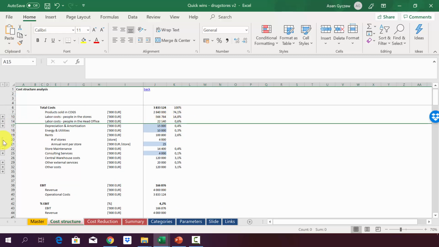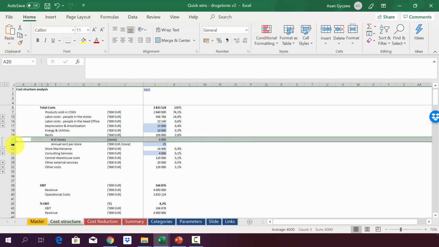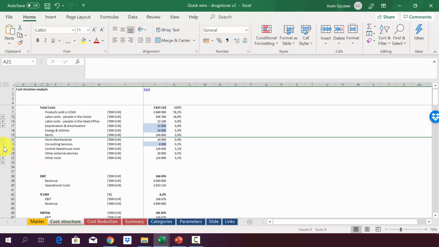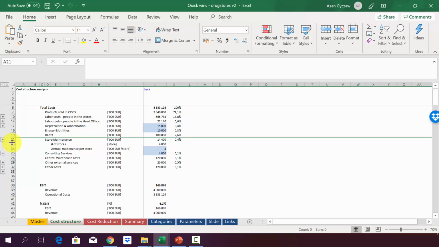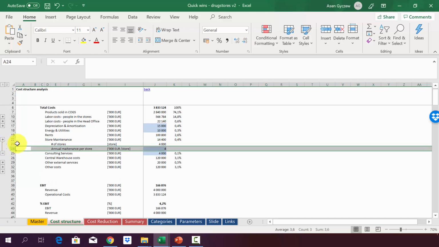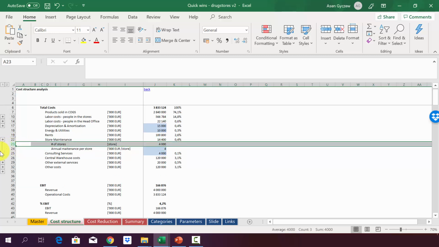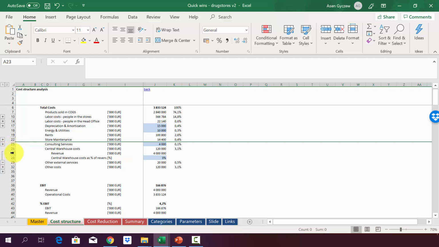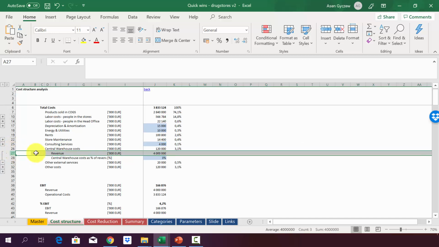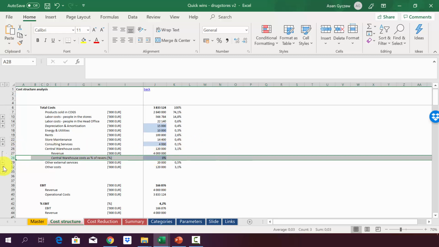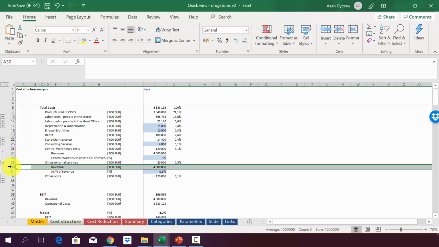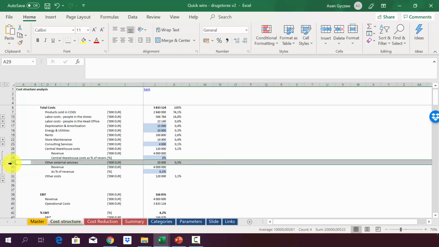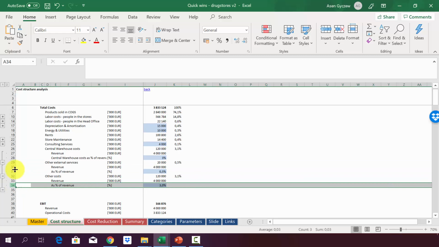Then when it comes to rents, it's the number of stores and the annual rent per store. Store maintenance, we calculate by assuming a certain annual maintenance per store, and we've got the number of stores. Central warehouse costs, we assume a certain percentage of revenue, so we've got revenue of 4 billion, and then we've got 3% assumed as the cost of logistics. In the very same manner, we estimate the other external services and other costs. So this is just a certain percentage of revenue.